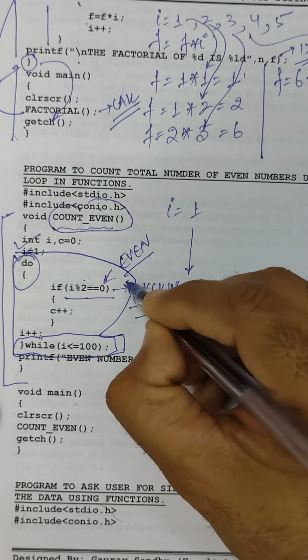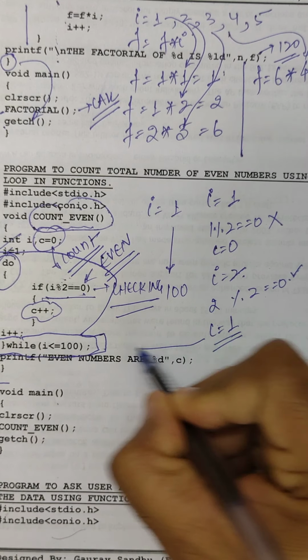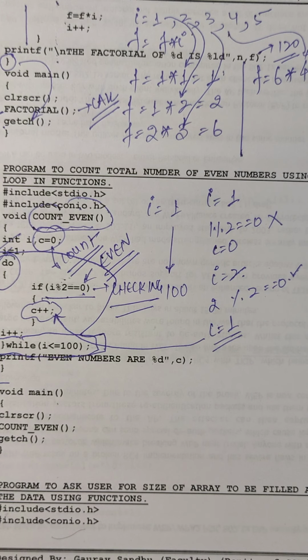Let's start. When I is equal to 1, this statement will simply check whether I remainder 2 is equal to 0. No, it is not equal to 0. The value of C will remain 0. When I is equal to 2, it will simply check whether I remainder 2 is equal to 0. Yes. Then C is equal to 1. All this is because of this C++ statement.